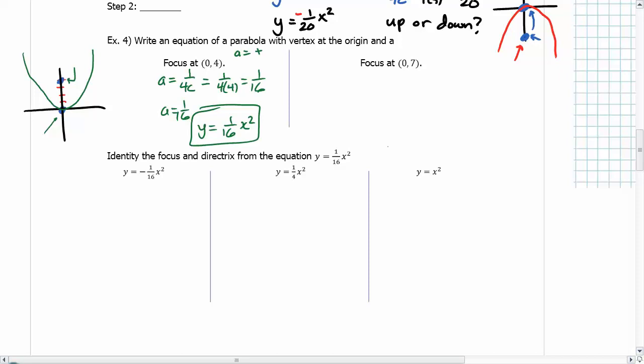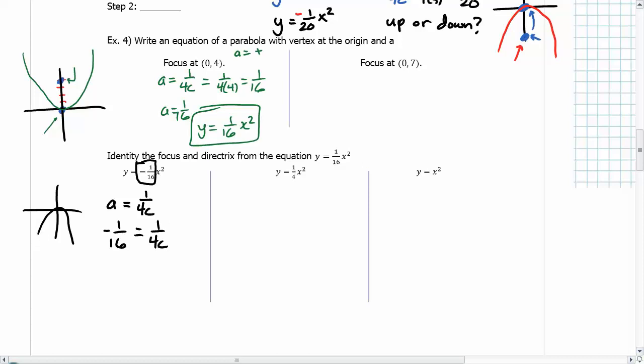Okay, so identify the focus and directrix from the equation. Well, we know that this one would be opening down because it's negative. And we have this right here to help us with where our focus is. How far away is it? Remember, it's a equals 1 over 4c. Well, that's our a value. So we have negative 1/16 equals 1 over 4c.